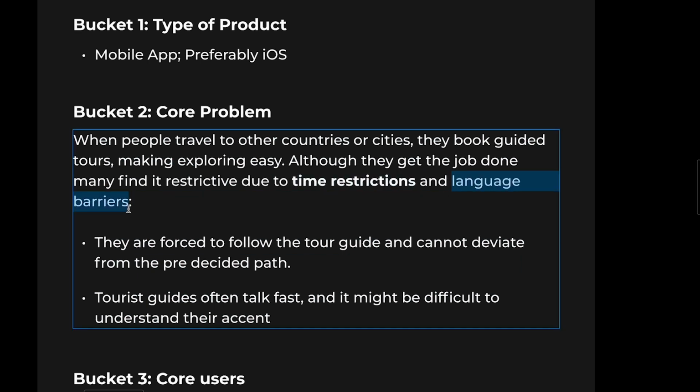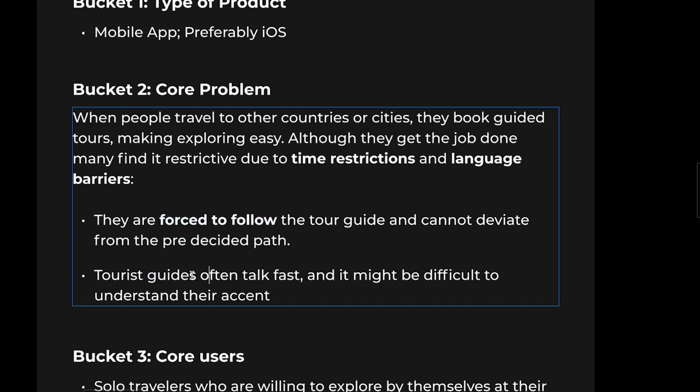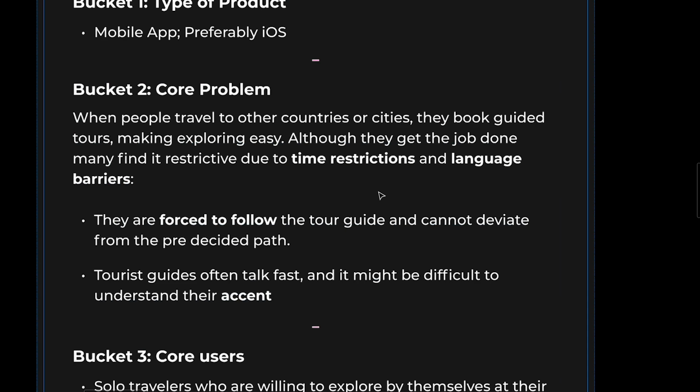So we are getting some high level problem statements over here. We're going to go into the depths a little bit later, but these are quite high level. Time restrictions, all right, and language barrier. They are forced to follow the tour guide. So forced to follow, that's also the keyword, and cannot deviate from the pre-decided path. Yes, perfect. And tour guides often talk fast and it might be difficult to understand their accent. So this is the language problem that they have. So this is fine. This is the core problem.